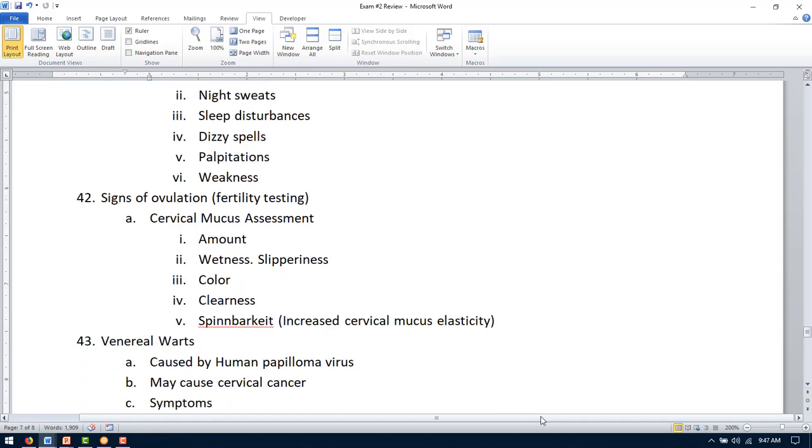Know your signs of ovulation, the cervical mucus assessment: the amount, the wetness, slipperiness, color if it's clear, the spinnbarkeit, and basal body temperature.